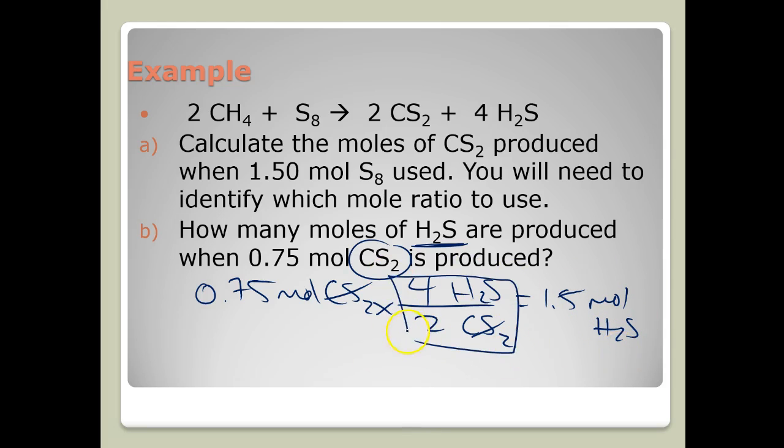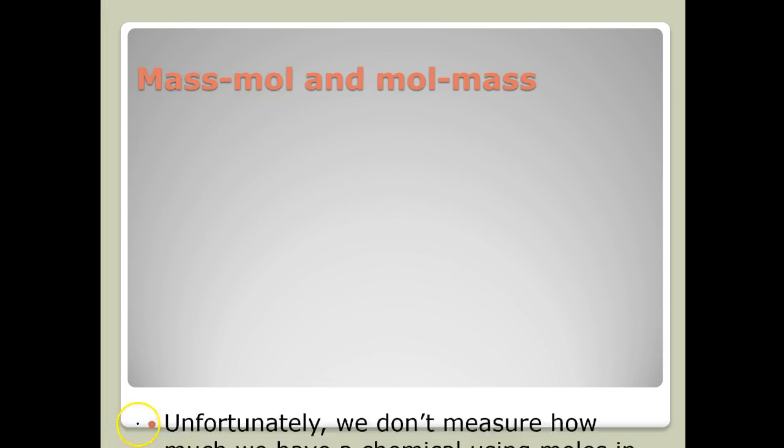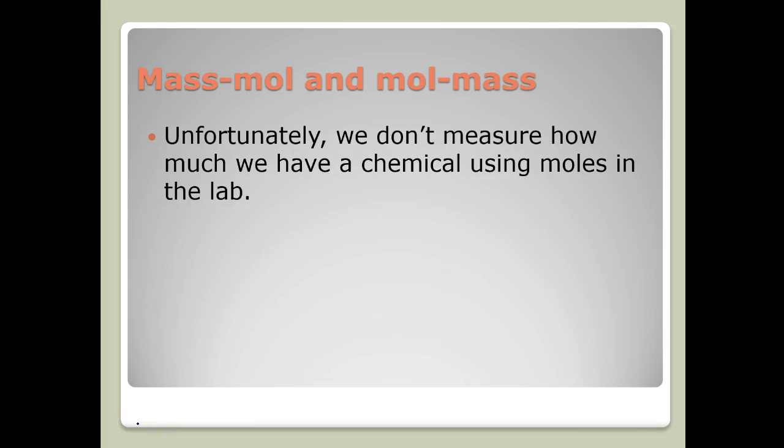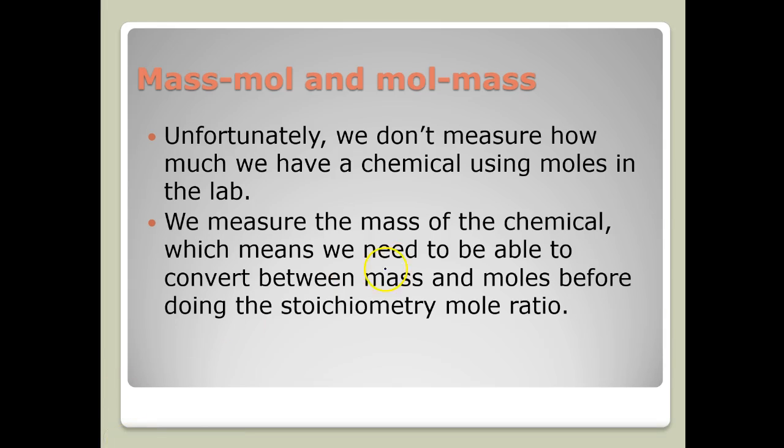It converts from one chemical to another chemical. That's what it's used for. Now, when we start throwing grams at you, we can't measure how many moles we have of something directly. It's not like I can say, oh yeah, look, here's my collection of CS2, and that's 5 moles. No way of knowing that. So what we have to use is grams, which means we need to be able to convert between grams and moles before we do the mole ratio.